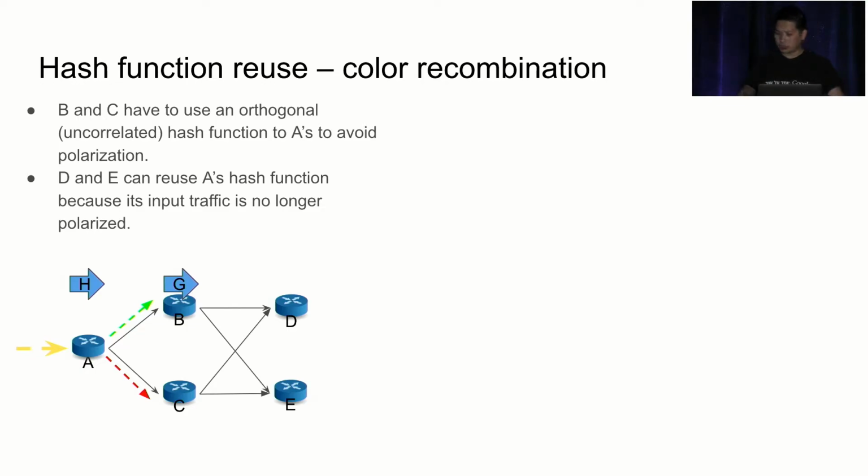Same forwarding graph as before. Traffic comes in, and it's split to green and red, forwarded to switch B and C respectively. We already established that at switch B and C, you cannot reuse the same hash function, right? It's not going to work. So that means we have to use an orthogonal or uncorrelated hash function at node B and C. The result of that is for the next layer at node D and E, now you have traffic coming from both colors, right? So those two colors recombine into your original unpolarized traffic. So now you can actually reuse hash function H.